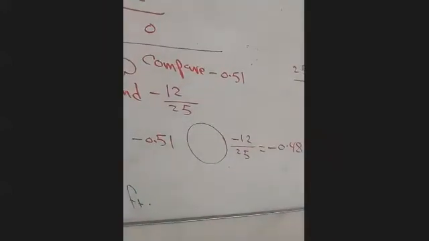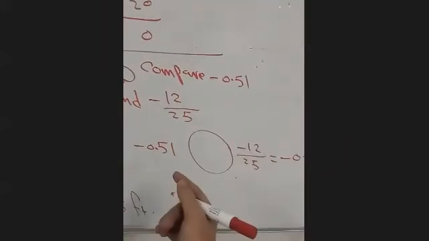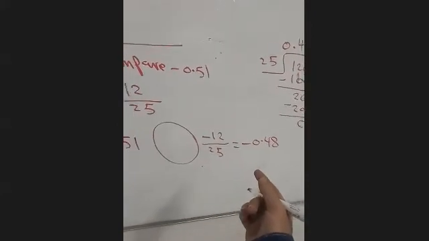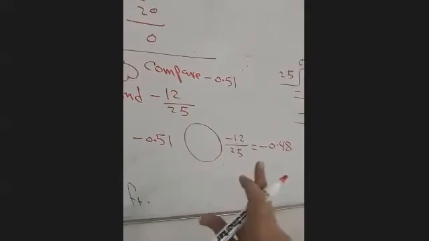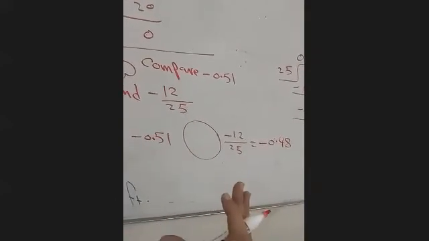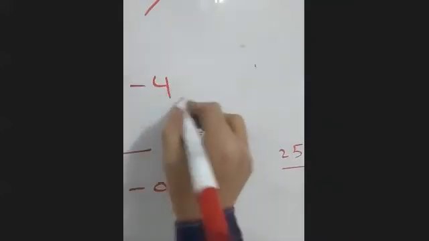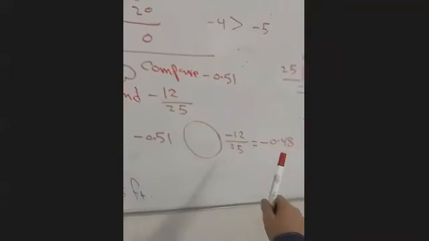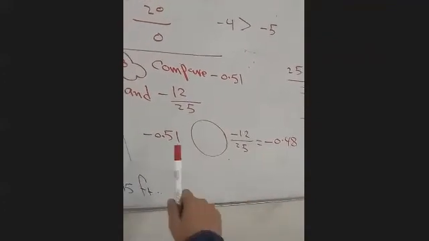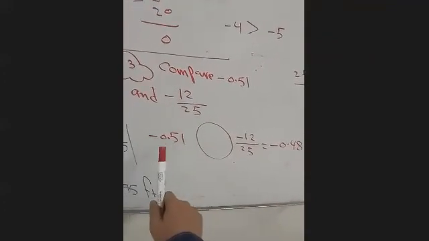Yes, with you. Now, you said negative 0.51 is bigger than negative 0.48. But you remember, when we compare between negatives, we do the opposite. Got it? Okay. Which one is bigger, negative 4 or negative 5? Negative 4 is bigger. That's why the 4 here, because it's negative, is bigger than the 5 here because they are negative. Got it? Yes. So this number here is bigger.